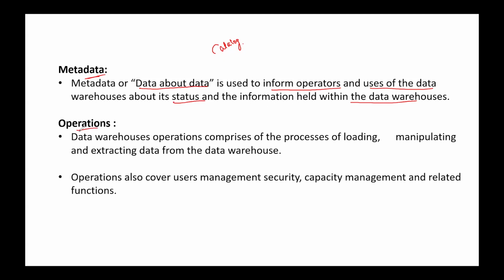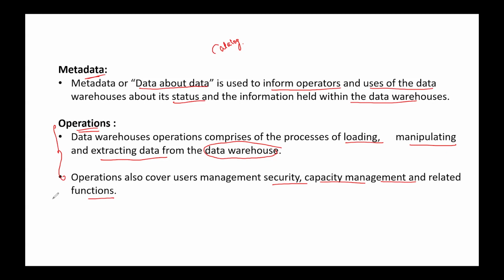Next comes operations. In operations, data warehouse operations comprise the processing of loading, manipulating and extracting data from the data warehouse. So we can perform different operations on the data which is being stored and transformed, and with all this metadata and catalogs, whatever required information is there, we can perform certain operations and take it. Operations also cover user management, security, capacity management, and related functions. So various kinds of operations are available in the data warehouse. Otherwise, it is of no use, isn't it? That's the reason different operations are given in the data warehouse, which a user can apply to get the required information from the data warehouse.